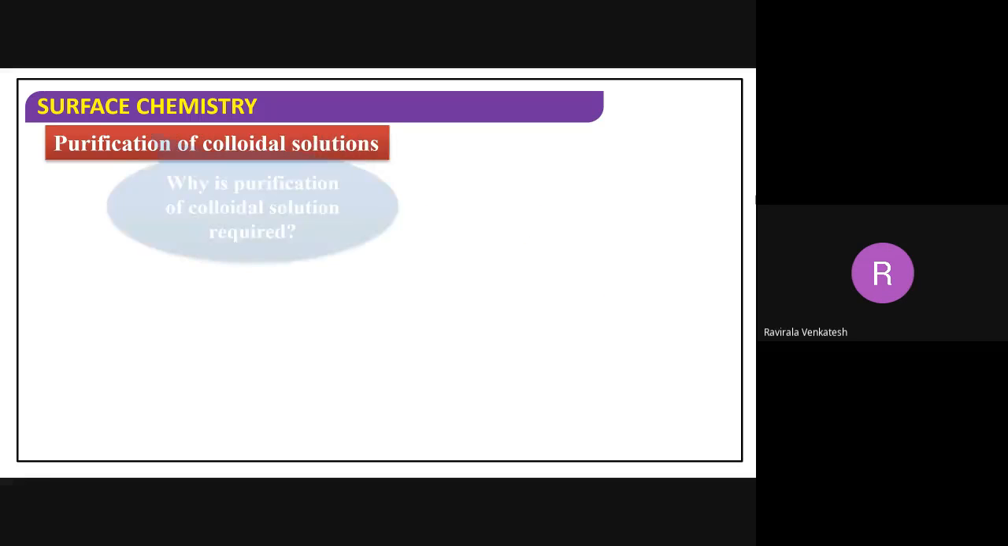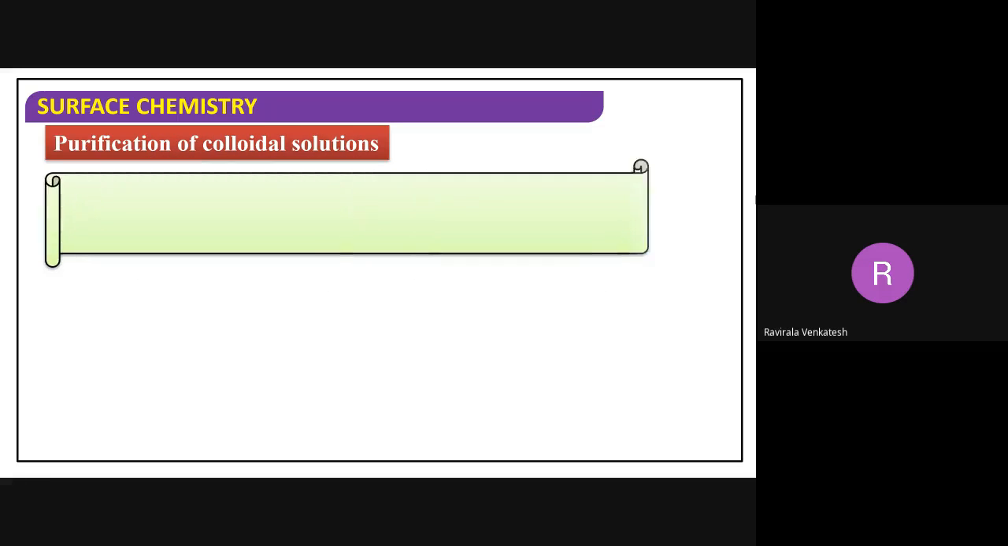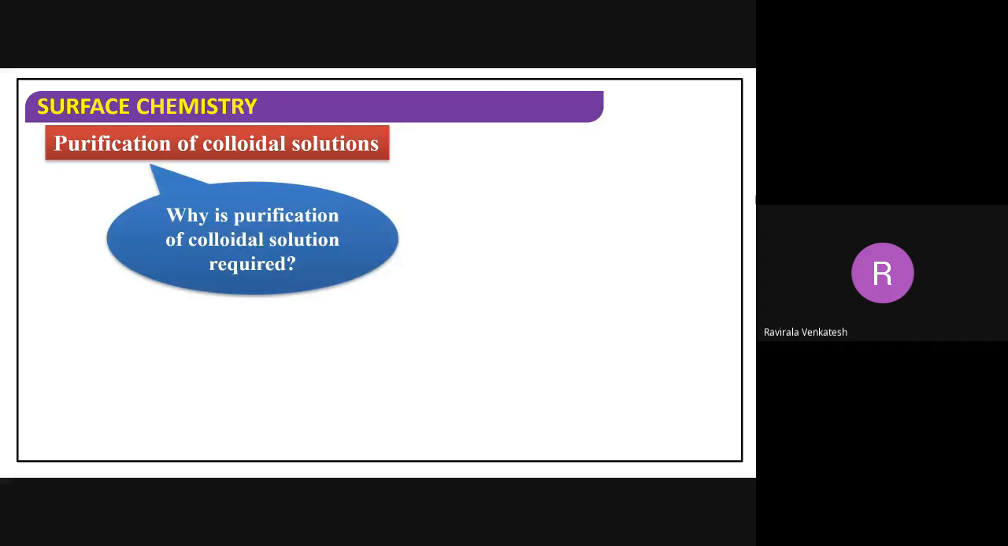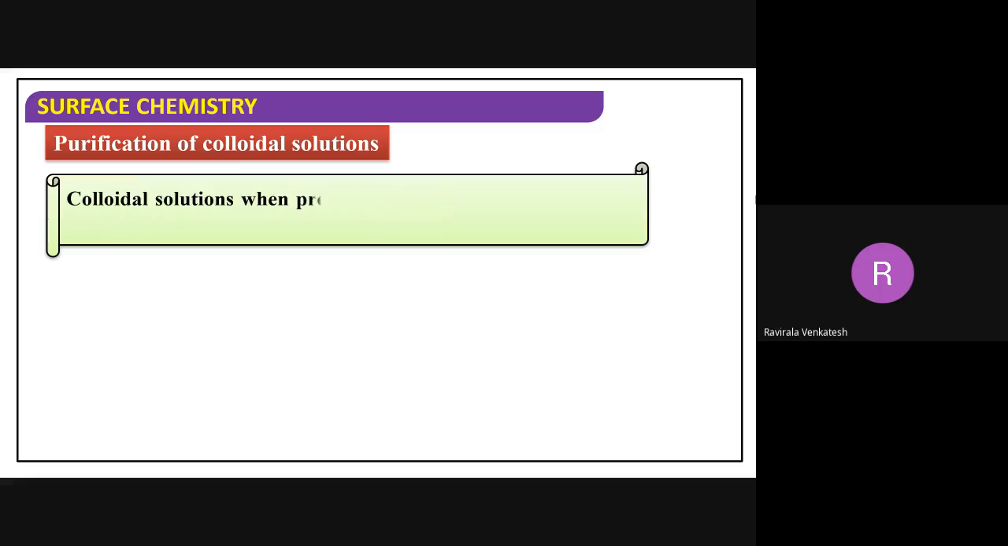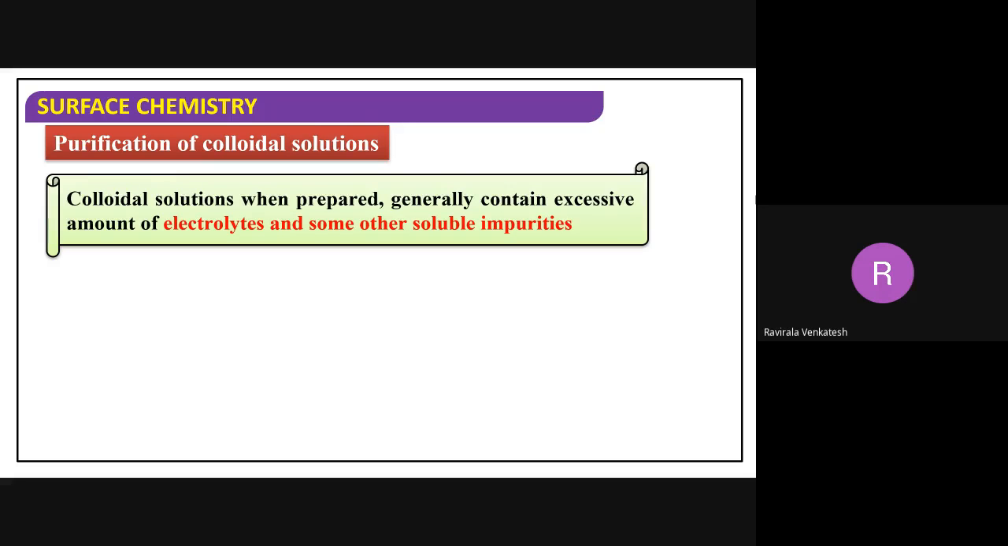Why is the purification of the colloidal solution required? Generally, when you are preparing colloidal solutions, they contain some amount of electrolytes and other soluble impurities. Why? Because in the peptization method, by adding enough electrolyte, you produce the colloidal solution from the precipitate. So you are adding what? If you add an excess amount of electrolyte, you have to remove that excess.